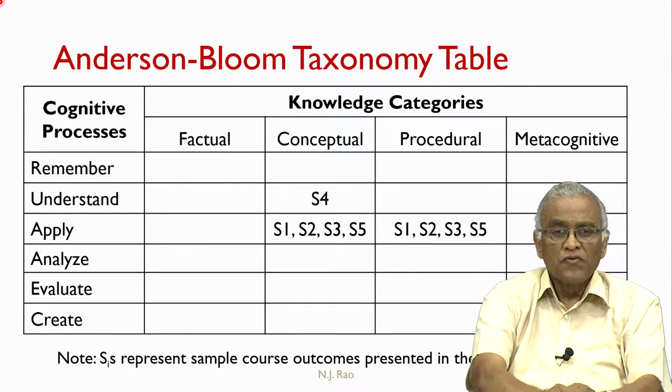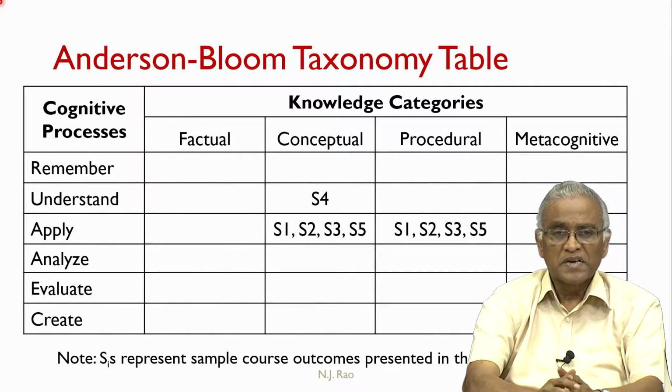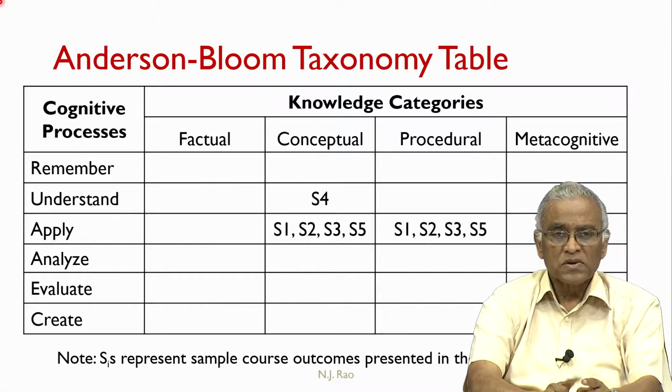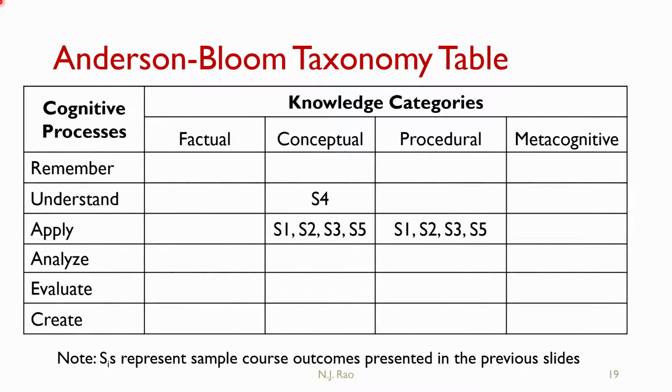Now what we do, we locate these sample statements in the taxonomy table. So for example, S1, S2, S3, S5 all belong to apply, but they have both conceptual and procedural knowledge. That is why we locate them in both the cells, that is in the cell 3,2 and the cell 3,3, whereas S4 has only one category of knowledge, namely conceptual, and one cognitive process, understand. So it is in one cell. S4 is in 2,2.